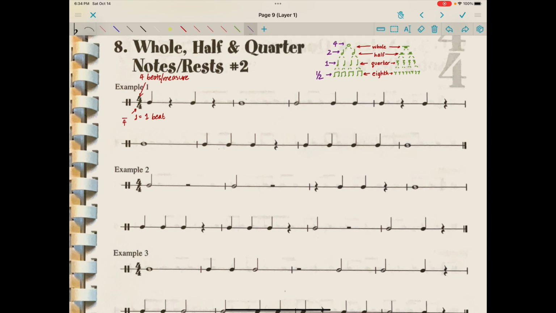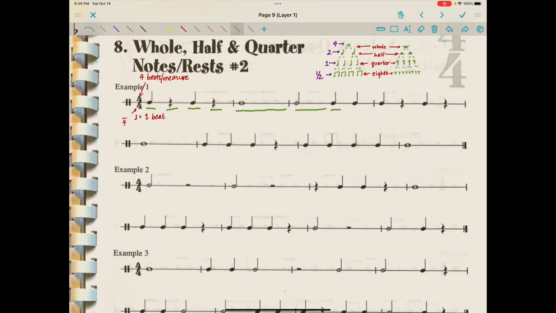Remember that our whole notes will be worth 4 beats, so continue to clap or tap your foot to the pulse through those long notes and also through the rest. The pulse continues no matter what else is going on the page. We'll set our metronome at 80, and we will clap the pulse, and then we will speak the rhythm. 1, 2, ready, clap. 1, 2, ready, speak.